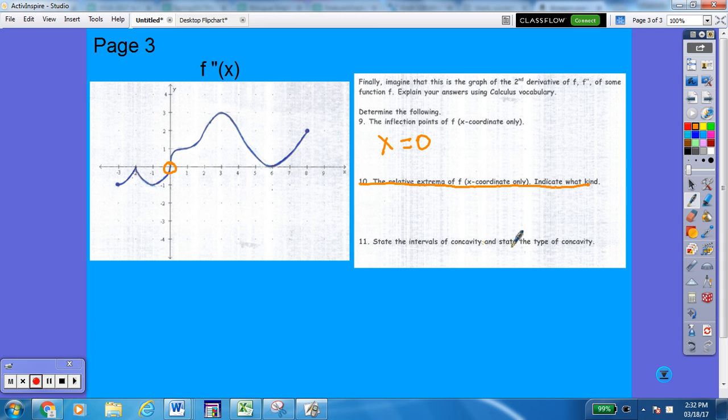State intervals of concavity. Well, concave up is going to be where the second derivative is positive and down where it's negative. You just got to be careful every time it touches 0 not to include that. So let's see, concave, let's start with down. It's going to be from -3, and I'll be careful to use parentheses because concavity is in an open interval, to -2, and from -2 to 0. And concave up is going to be from 0 to 6, and then again from 6 to 8.